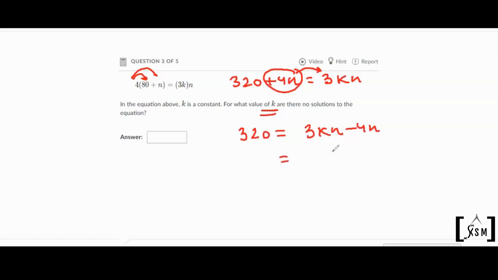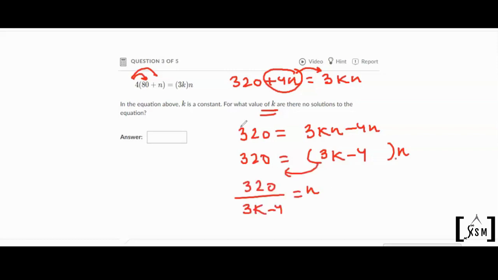And then we'll take n common because we have to solve for n. So we get 3k minus 4 times n equal to 320. And this 3k minus 4 right now is in multiplication with n. It will come this side in division. So we get 320 divided by 3k minus 4 is equal to n. Good. Now the question is asking for what value of k there are no solutions to the equations.